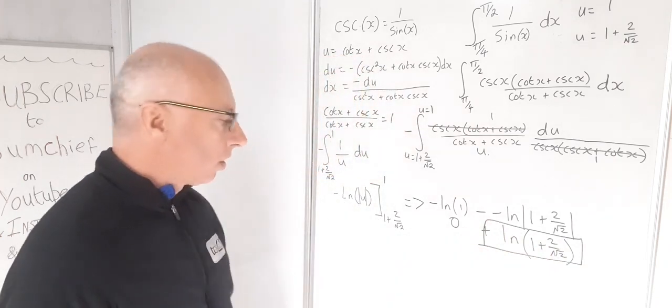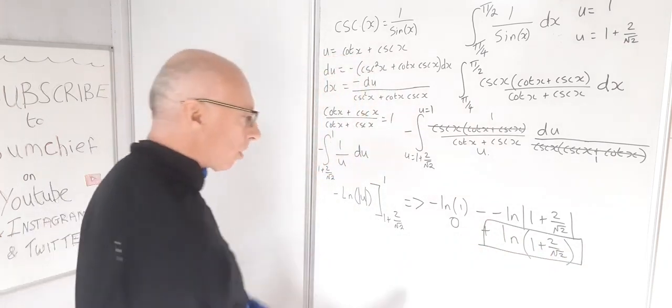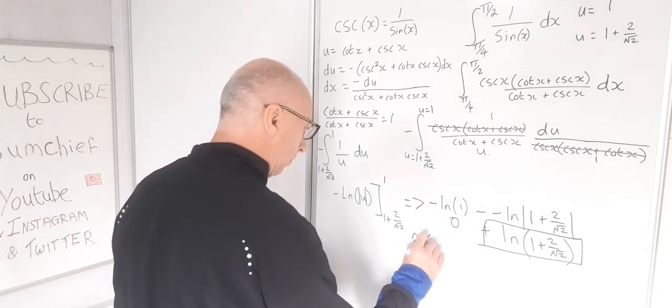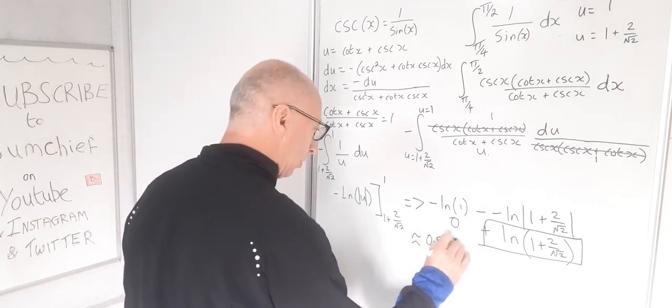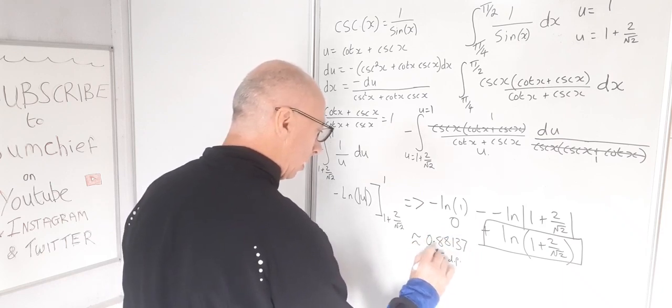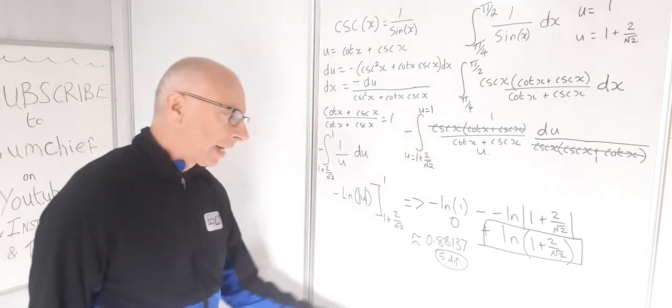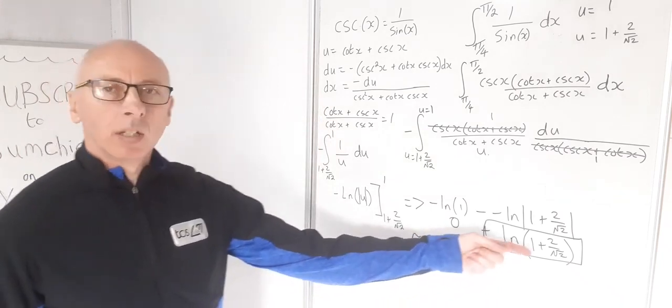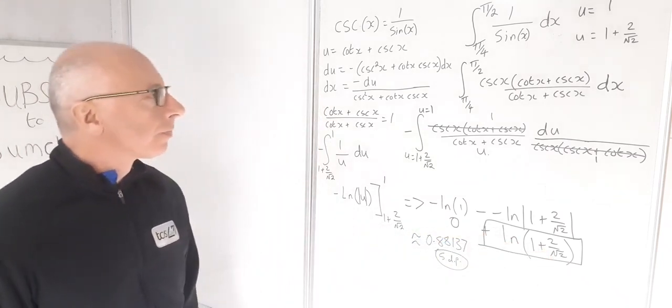And if you plug that into your calculator, you'll get an approximate value of 0.881375 to six decimal places. So plug that in, you'll get something like that, but that's the exact value. Okay.